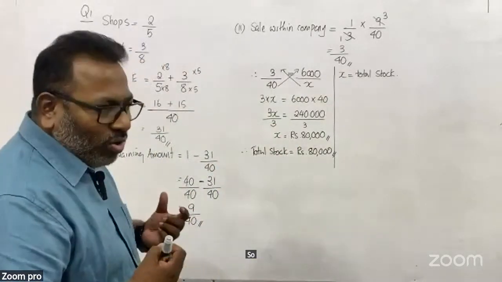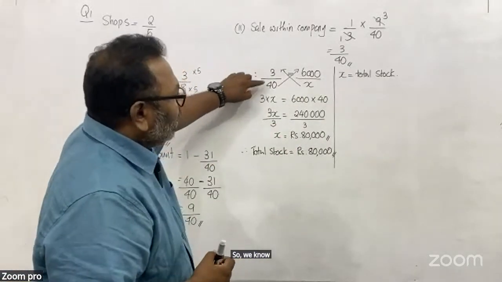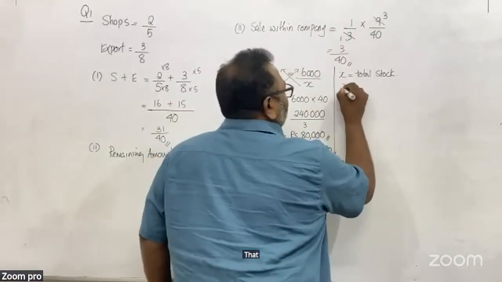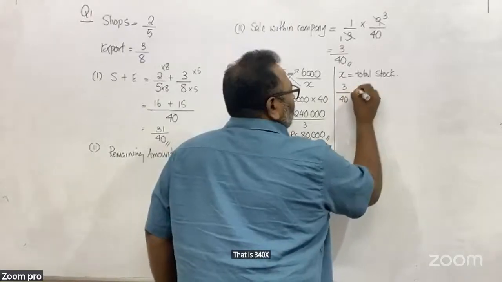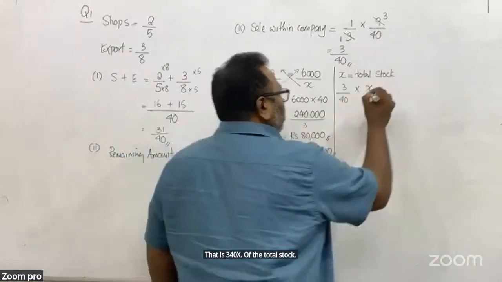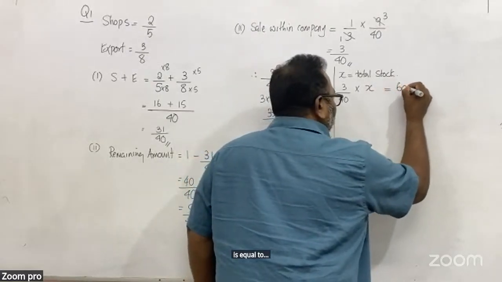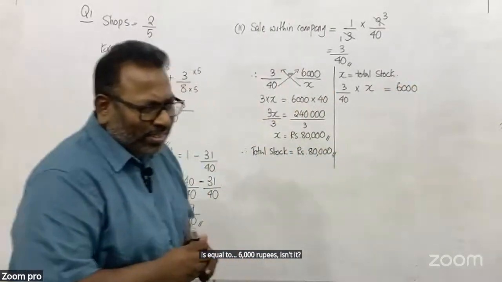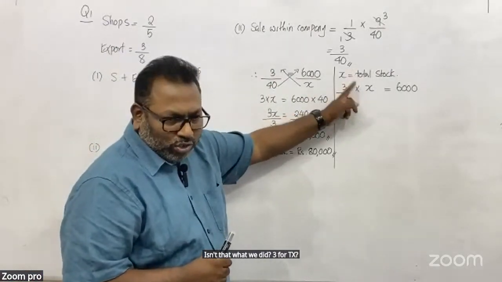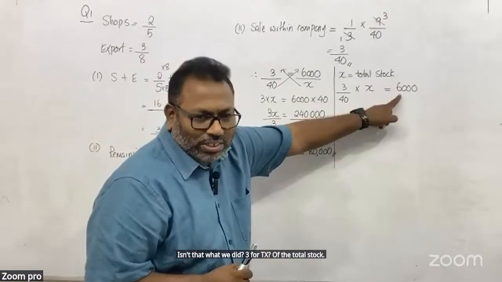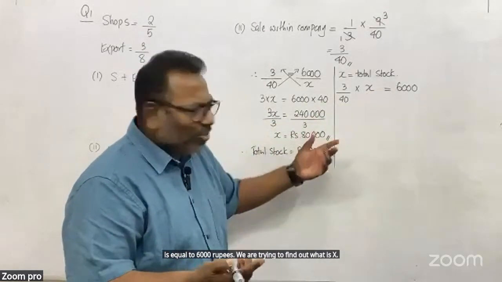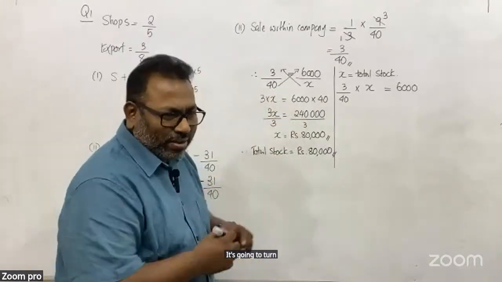So we know 3/40ths of the total stock is equal to 6,000 rupees. Isn't it what we did? 3/40ths of the total stock is equal to 6,000 rupees. We are trying to find out what is X. It's going to turn to the same thing over here.